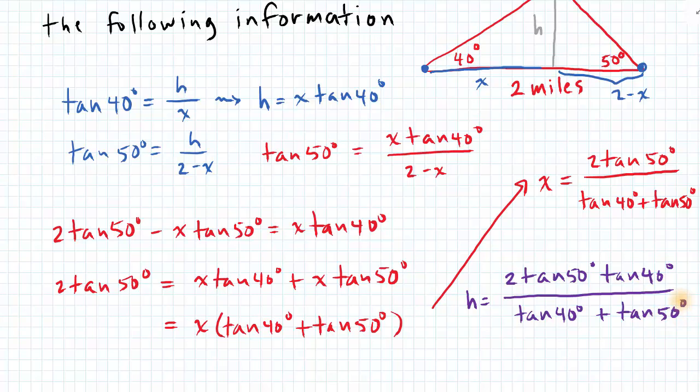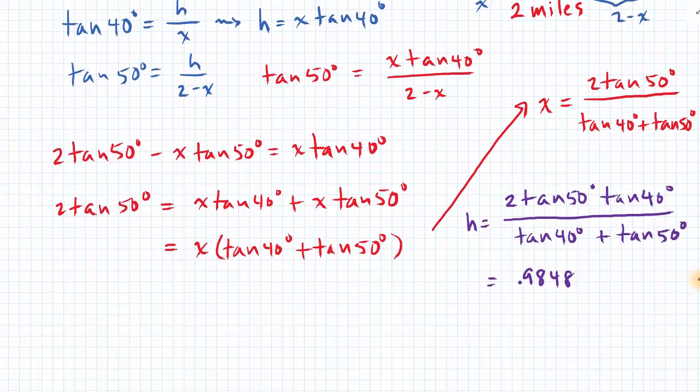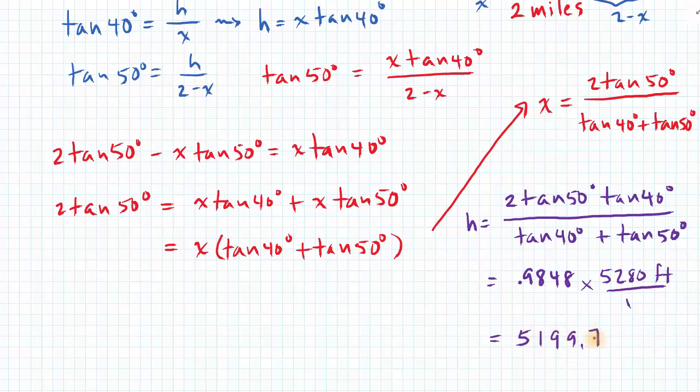So let's go ahead and plug this into our calculator and see what we get. Okay, so the calculator gives us, if we round to 4 decimal places, 0.9848. And those units will be miles. If we want to put this into feet, which is often what they're looking for, we will multiply by 5,280 feet per 1 mile. And that will give us, if we round to a tenth of a foot, 5199.7. And if they ask for it rounded to the nearest foot, we would say 5,200 feet.